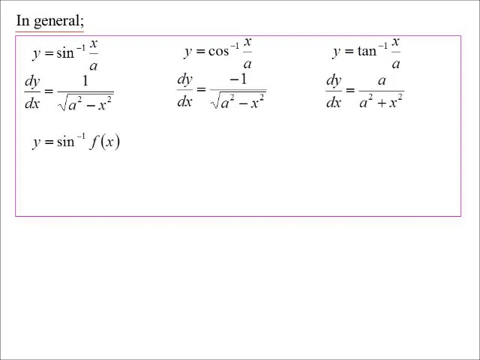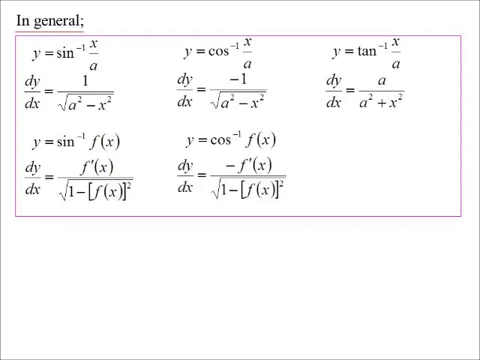So if you have inverse sine of the function of x, you get the derivative over the square root of 1 minus the function squared. Inverse cos, you get minus the derivative over the square root of 1 minus the function squared. And inverse tan, you still get the derivative on top, so you get the derivative on 1 plus the function squared. So I find that personally easier. Mind you, having said that, if it is just a straight linear function, then the top ones are probably easier to apply.